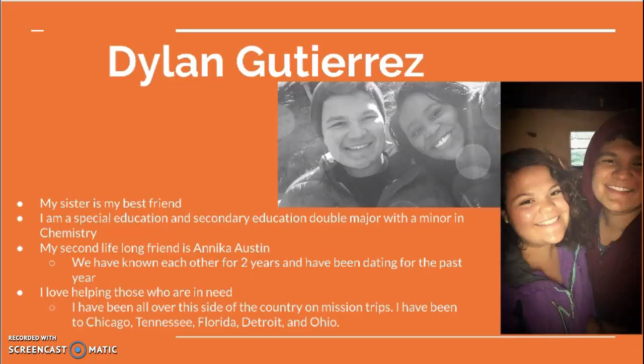Some things you should know about me is that my sister Michaela is my best friend. I'm a special education and secondary education double major with a minor in chemistry. My second lifelong friend is Anika Austin. We have known each other for 2 years and have been dating for the past year.